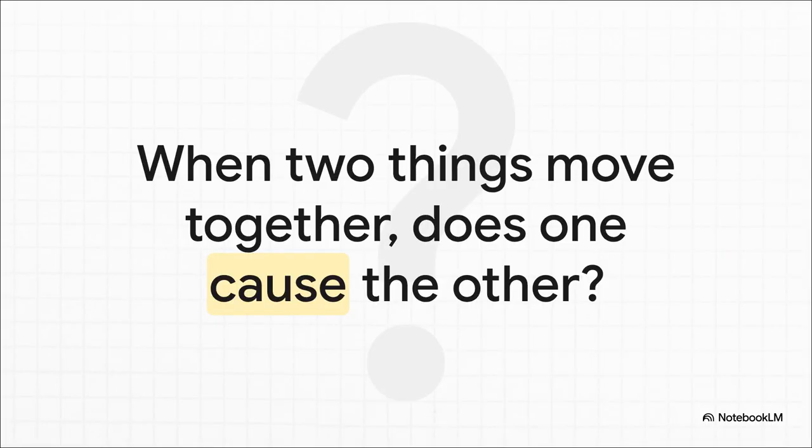So let's start with a puzzle, one our brains are trying to solve literally all the time. You see two things moving together, you spot a pattern, and you think, aha, they're connected. But what does that connection actually mean? Is one causing the other?